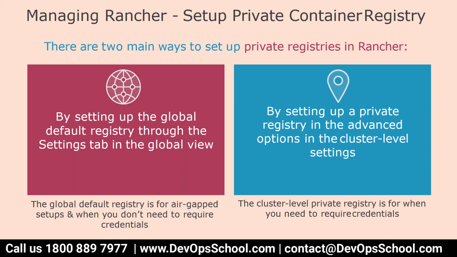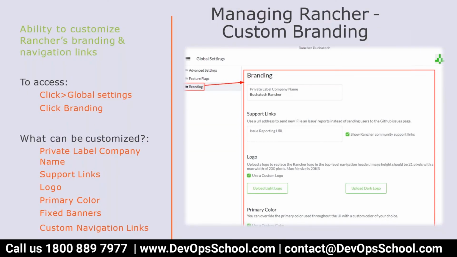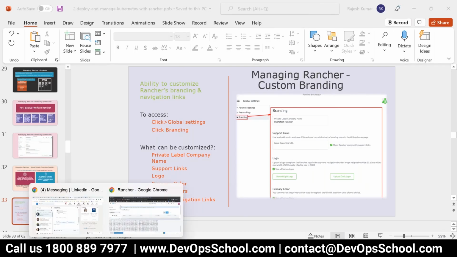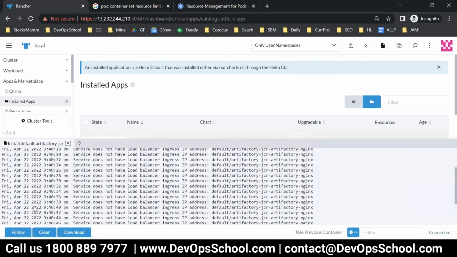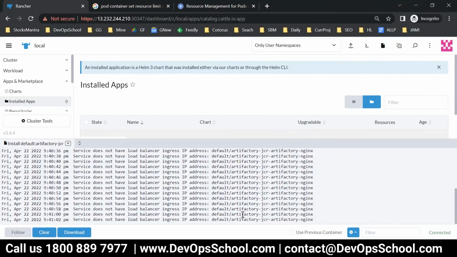Okay, so the global default registry is for air-gapped setups and when you don't need required connections, whereas the cluster-level private registry is for when you need required credentials. I have just spent some time over there, and probably by this time the registry is also installed. I guess no, it's still getting done.